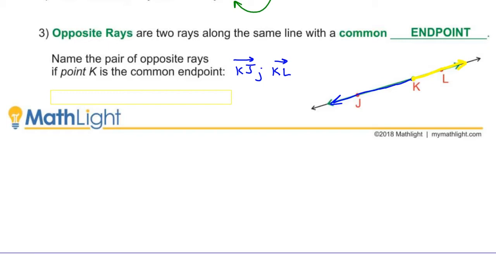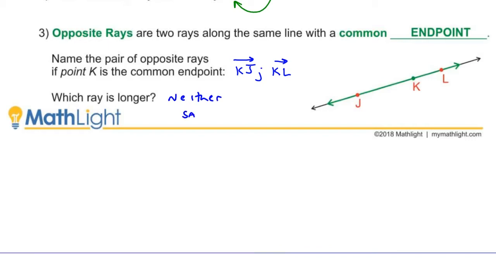Now together, two opposite rays form what? They form the whole line. So if you union two opposite rays, you get the whole line. Which ray is longer? Here, let me get rid of my illustrations and go back to what we had originally. Which ray is longer, ray KJ or ray KL? Which one's longer? And I hope you say neither. They are the same length. Neither.